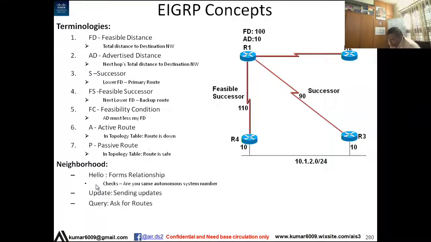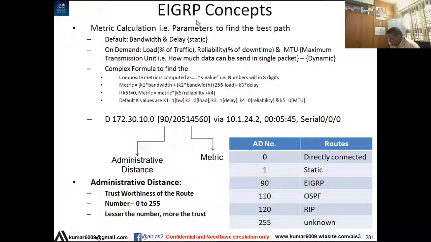Next, I already told you how neighborship will form. Then it sends updates, queries, it will ask for new routes, replies will come, and acknowledgements will be given for all the things. This we discussed already. Next, metric calculation. I told you, it's a very big formula, and you know this AD and metric value now. See, the metric will be a big number. Real-time numbers will be like this, not 90, 10.